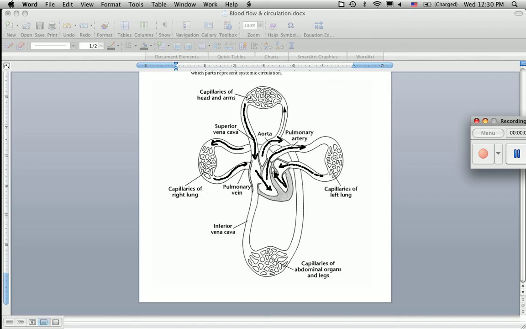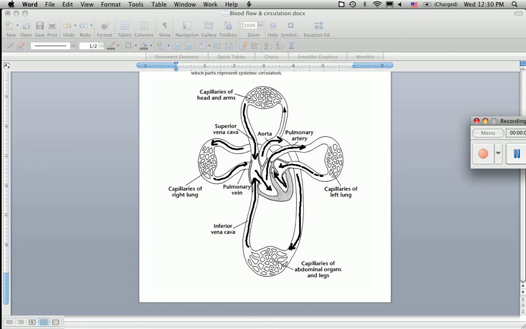Now, it can go through the path that we've already just traced, or it can come down and around and go down into the capillaries of the arms and legs. And then it would come left across those capillaries and then back up to the heart, completing the circuit through the inferior vena cava.